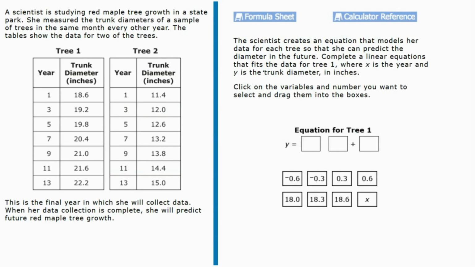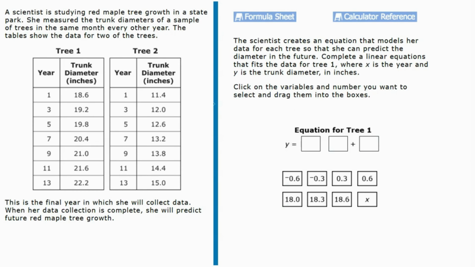Next question for this one is, the scientist creates an equation that models her data for each tree so that she can predict the diameter in the future. Complete a linear equation that fits the data for tree 1 where x is the year and y is the trunk diameter in inches. So click on the variables and the numbers you want to select. So you have been given some values here. So you have to see which one will be suitable here. So you have to write down the linear equation.